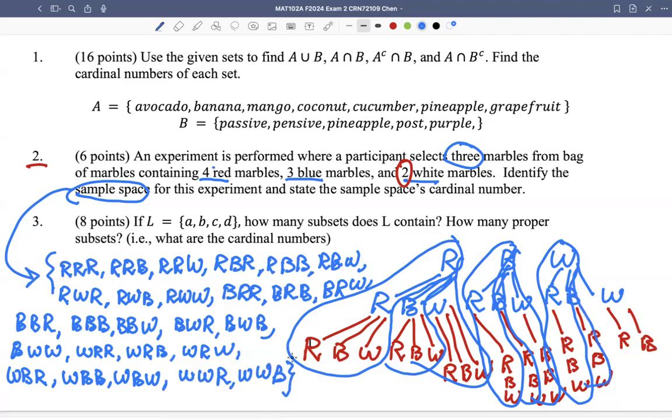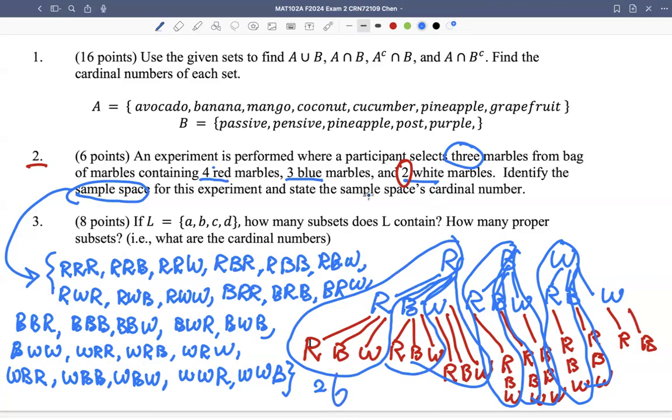Then I add all this up. So how many should I have? Just count the red color. Red color, I have 1, 2, 3, 4, 5, 6, 7, 8, 9. Then I have 1, 3, 2, 3, 3, 3, 4, 3, 5, 3, 6, 3, 7, 3, 8, 3. So 8 times 3 is 24, then 25, 26. So the sample space should be 26.